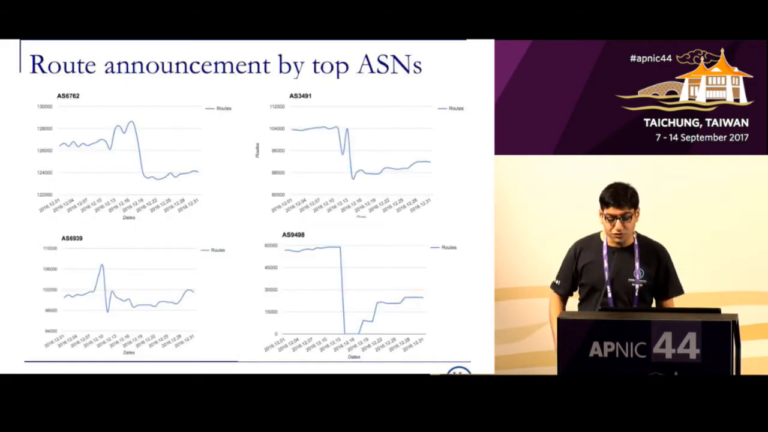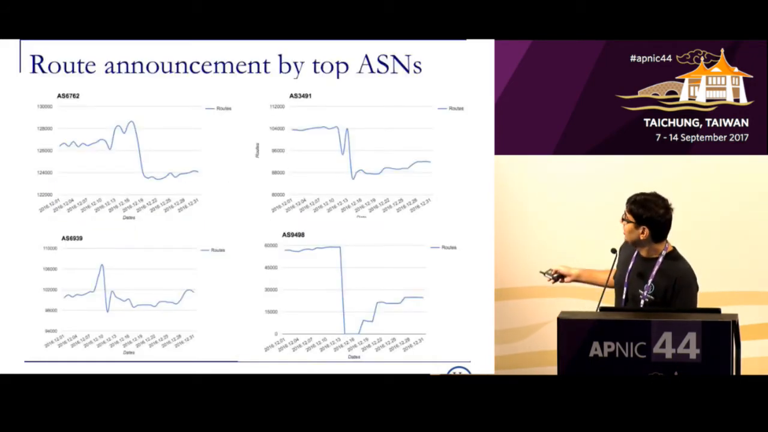So having a closer look at APNIC Singapore, this is how it looked. These are the top ASNs which showed withdrawals or announcements. So AS6762, Telecom Italia: the announcements went down a bit and then increased for a while, and then there was a major downfall around this time.